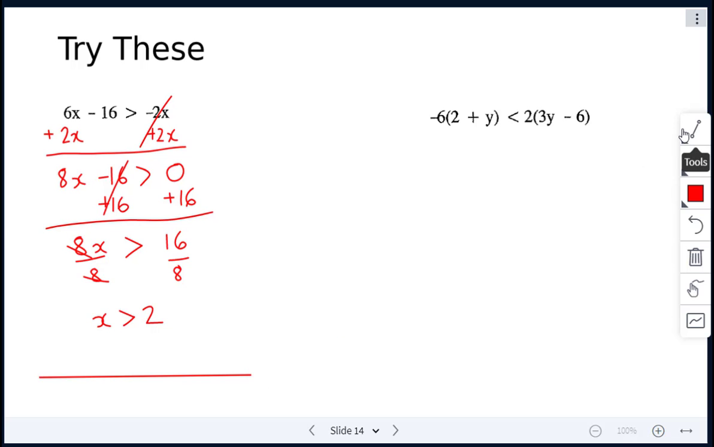Okay, and we know it continues on both sides. All right, and then you just have to show a little bit on the number line, like so. It's greater than 2. The 2 is not included, so you'd have the open circle at 2, and we're pointing to the right because it is a greater than 2.